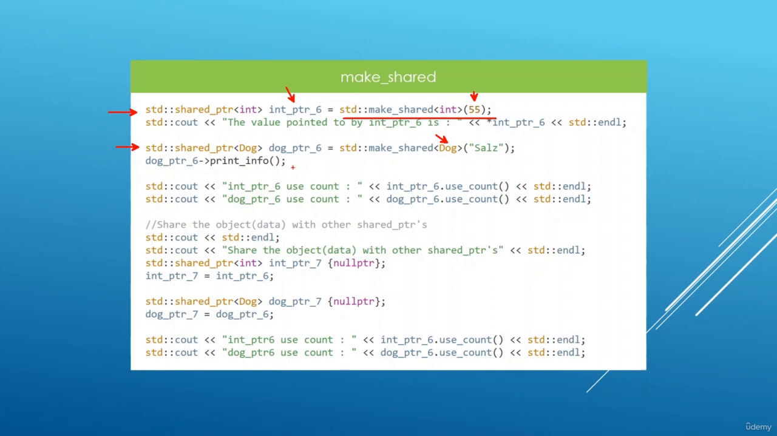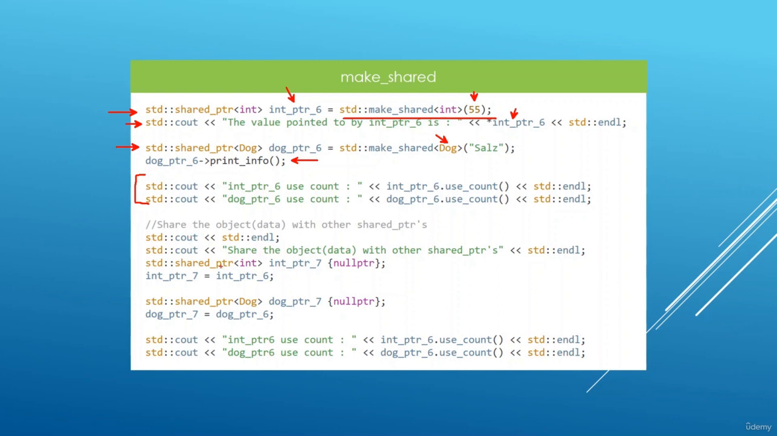Once you have the shared pointer, you can really use it. For example, here we are dereferencing that and printing the data. Here we are calling a method on the dog object. You can really do all kinds of crazy things. Down here, you see that we can print the reference count, and this is going to give us however many pointers we have pointing to the same memory location.